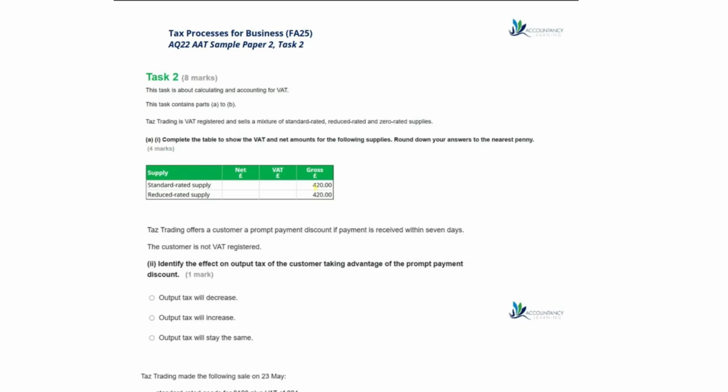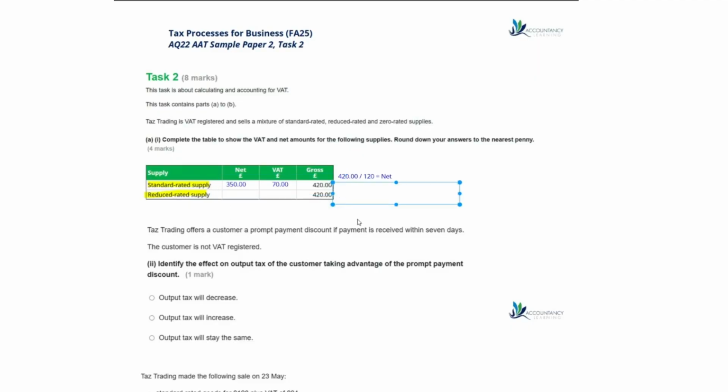So we've got the gross amount here of 420, and we need to work out what the net and VAT amount is for the two different supplies. So at standard rate then, we would take our gross amount and divide it by 120, or you can divide by 1.2 if you prefer decimals, and that will give us our net amount. We then multiply that amount by 20%, which is the standard rate, to get our VAT of 70. And when you add those two together, we get the 420.